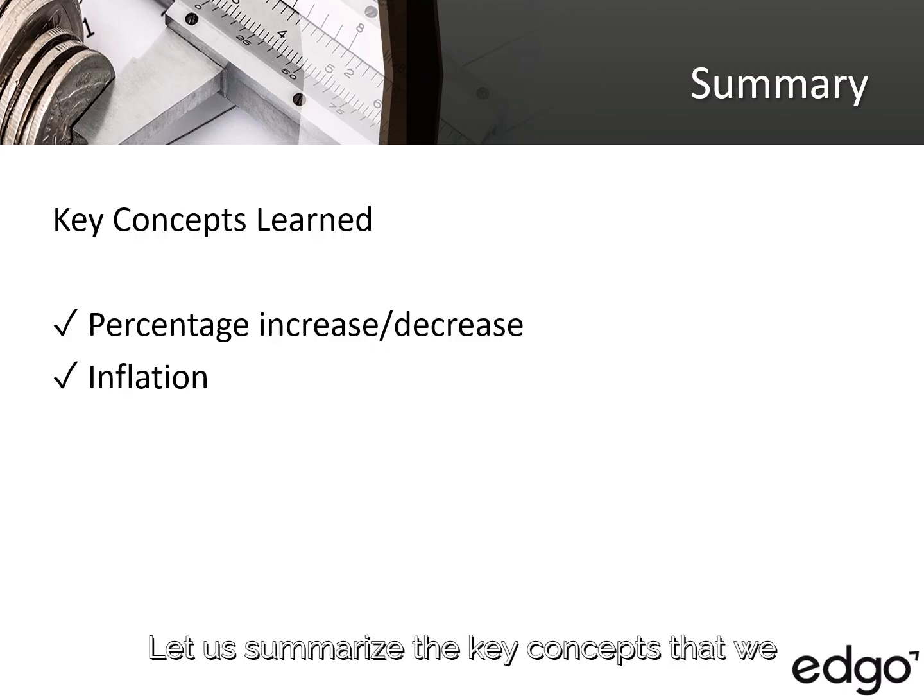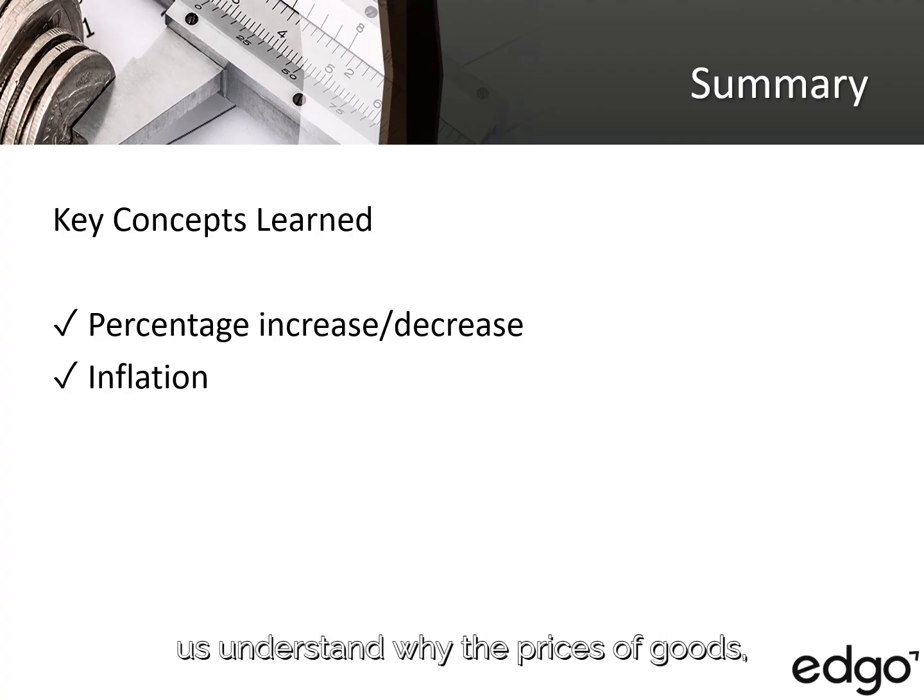Let us summarize the key concepts that we learned today. We learned how to calculate percentage increase and percentage decrease by comparing the amount of change with the original value. We also learned that inflation is the general increase in prices over time and that increasing prices reduce the purchasing power of money. We discussed three causes of inflation: demand-pull inflation, cost-push inflation, and built-in inflation. Finally, we learned how to calculate the inflation rate using changes in the Consumer Price Index. Through these concepts, mathematics helps us understand why the prices of goods, the cost of living, and even wages may change over time.